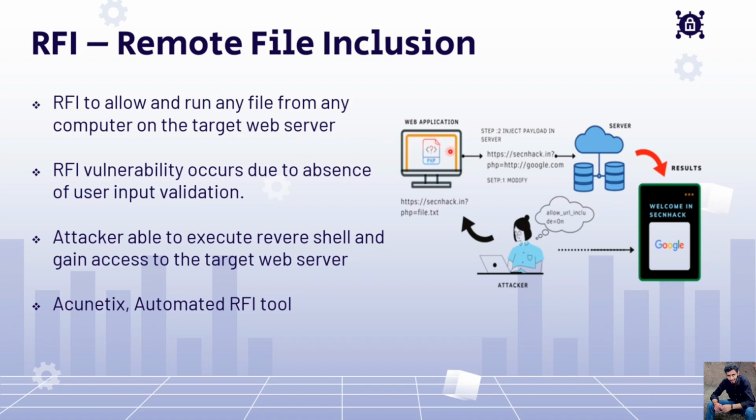Let's look at an example here. The URL parameter with the value of file.txt was modified with an external website URL and tries to access the external website. The web server will access the external website mentioned in the URL, include that result, and send it back to the attacker. This is what we call remote file inclusion.